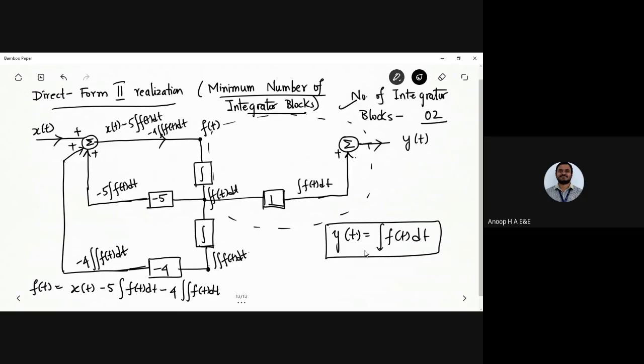So this function here will come, and f of t will act as an intermediate output for the subsystem 1 realization after it has been reversed, and f of t will act as an input to produce output y of t. So you have to be very clear in realizing the direct form 2 realization. That is quite required to have the function.